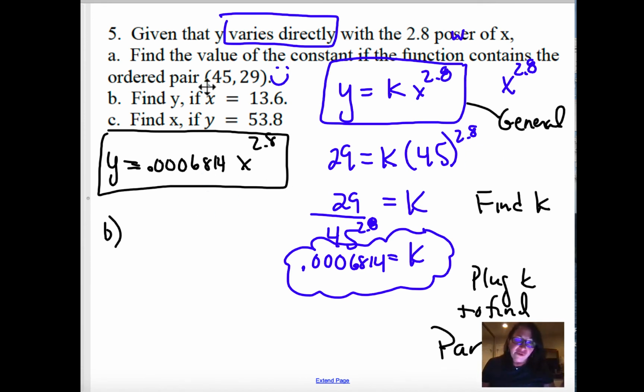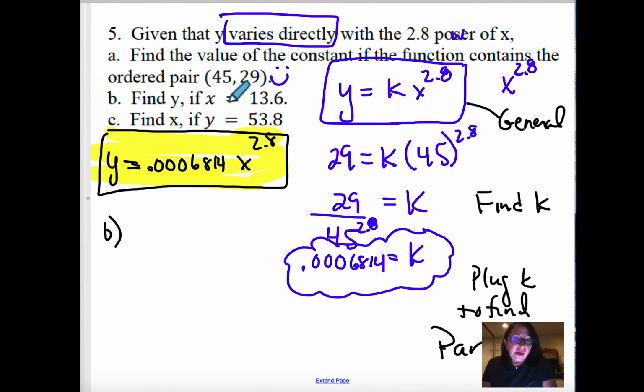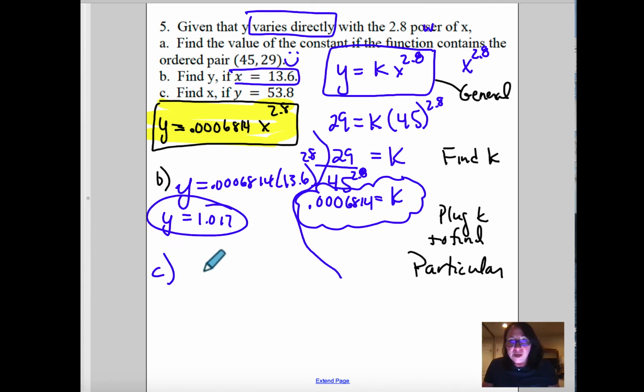Okay, so now that we have our equation, we're super happy because we can use this equation for any values that they give us. We're good to go. And so now I'm going to plug in x because they said x was this value. All I have to do is plug that in right here. So I would go y equals 0.0006814 x, where x is 13.6 to the 2.8 power. And then you just let your calculator have fun. And then I think for B, I got 1.017. So y equals 1.017.